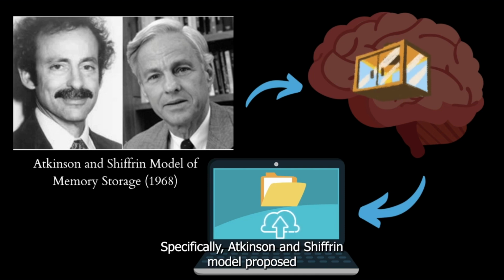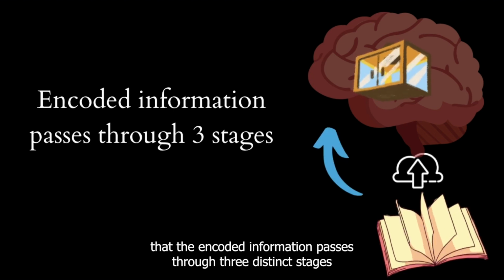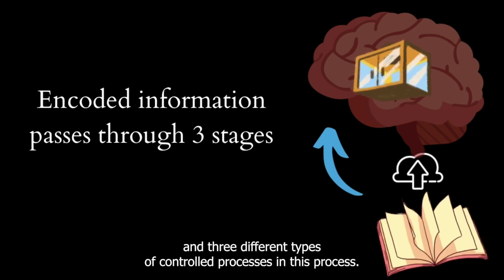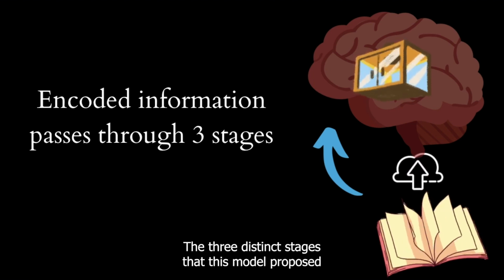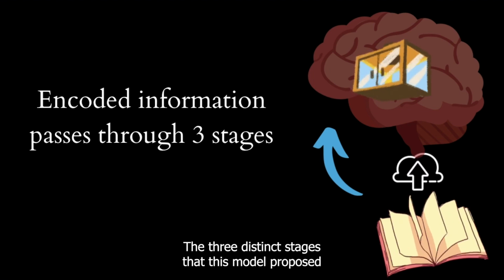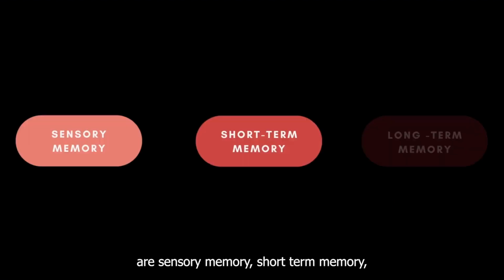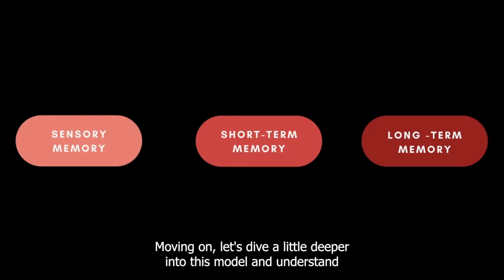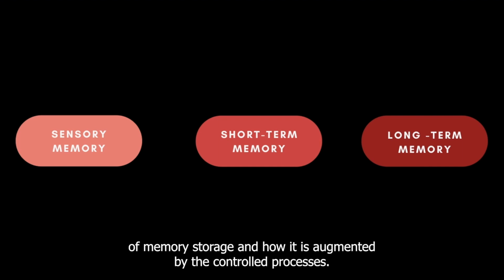Specifically, the Atkinson and Shiffrin model proposes that the encoded information passes through three distinct stages and three different types of control processes. The three distinct stages that the model proposed are sensory memory, short-term memory, and finally the long-term memory. Moving on, let's dive deeper into this model and understand how the encoded information passes through the three distinct stages of memory storage and how it is augmented by the control processes.